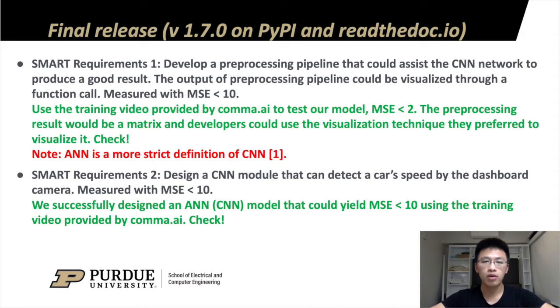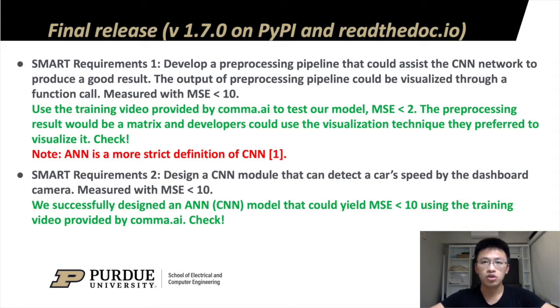For the first requirement, we proposed to develop a pre-processing pipeline that could assist the CNN network to produce a good result. The output of the pre-processing pipeline could be visualized through a function code. It could be measured with a mean square error less than 10 for our speed detection library. To verify that we meet this requirement, we used the training video provided by Comma AI to test our model.